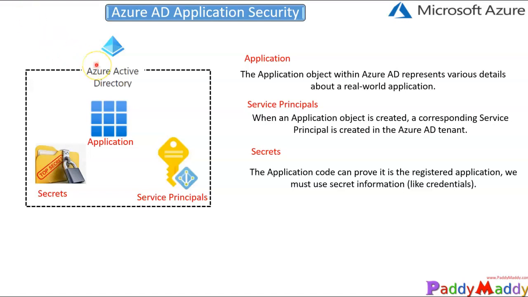Hello and welcome back. In this lecture, we're going to learn about Azure Active Directory for application security. Within Azure Active Directory, you do have an option for registering your applications. When they register with Azure Active Directory, the application in the backend will create something called service principals. A service principal is an identity which is created with your applications automatically.